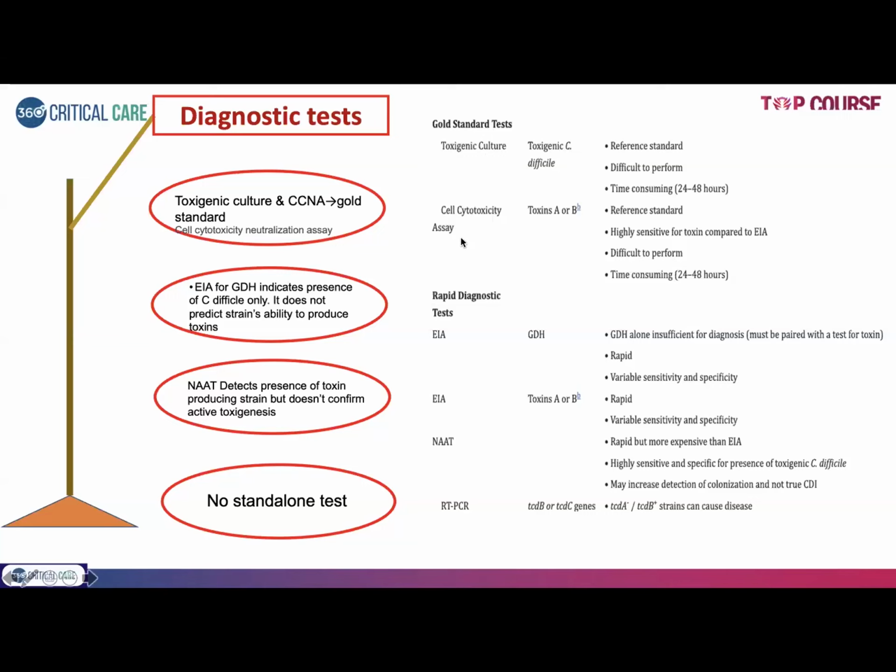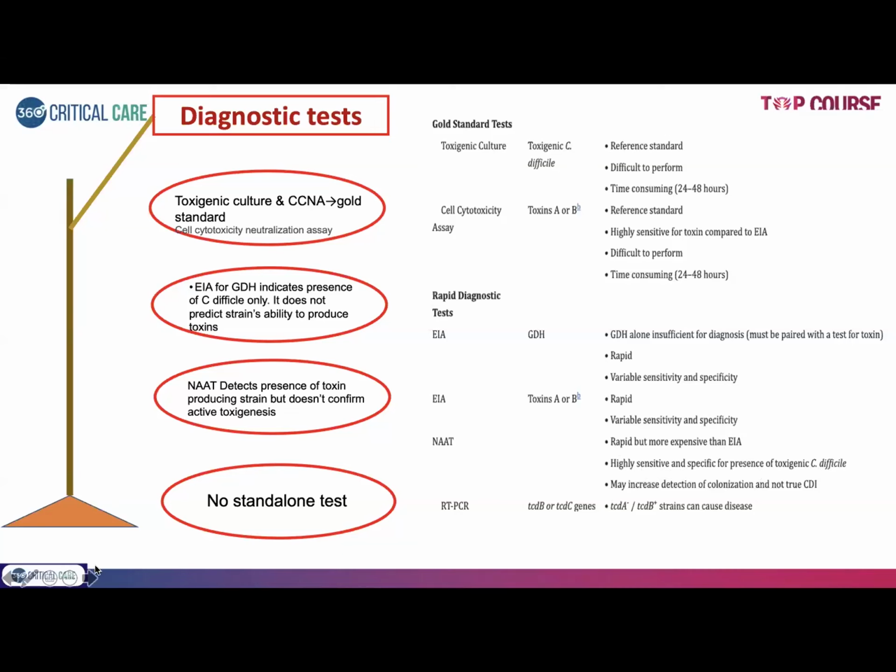Normally what we do in the hospital is the ELISA or the enzyme immunoassay. You check for GDH and toxin A and B. GDH is insufficient for diagnosis. Always toxins should be positive to diagnose the pathogenic state. GDH can denote a carrier state. Another option would be a nucleic acid amplification test. This is more expensive than enzyme immunoassay, but it is highly specific and sensitive for toxigenic C. diff. And next would be an RT-PCR for toxins.